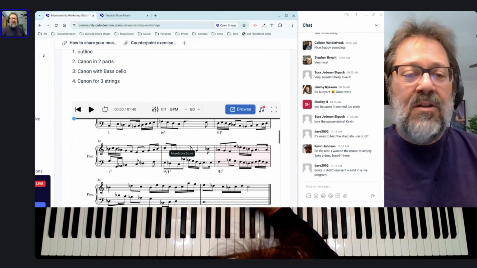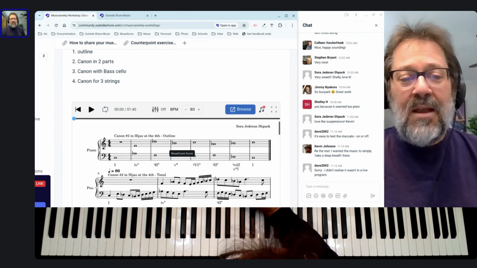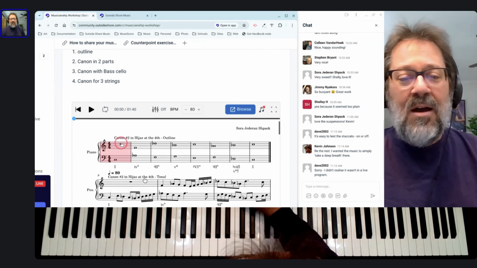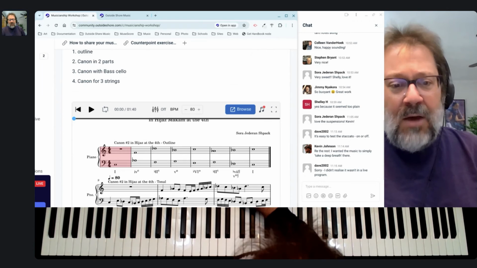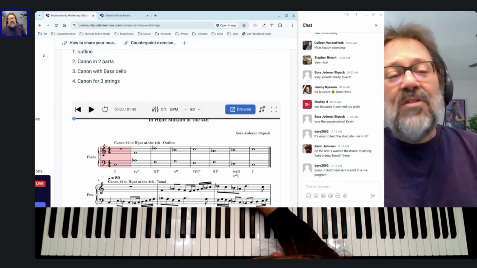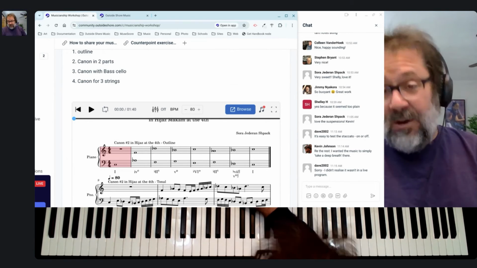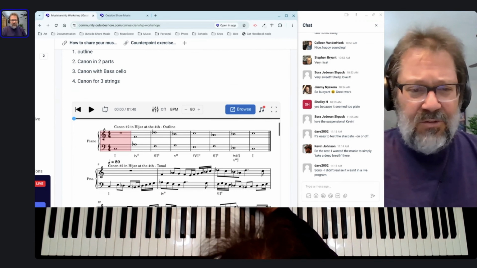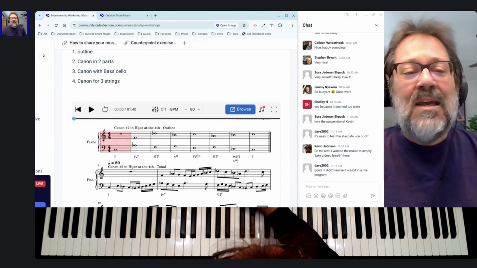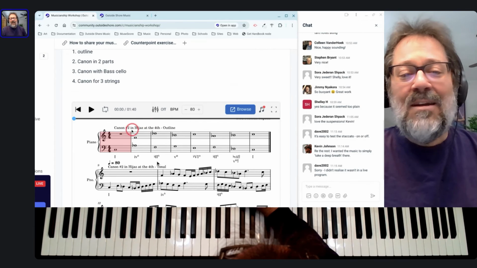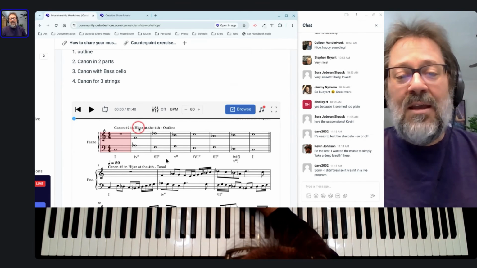Let's listen to yours. So Sora is trying something. Oh, good. And you've got your outline here. So Sora is doing something totally different. I mean, she's following this procedure, but she's not using a major or minor scale. She's using a scale.